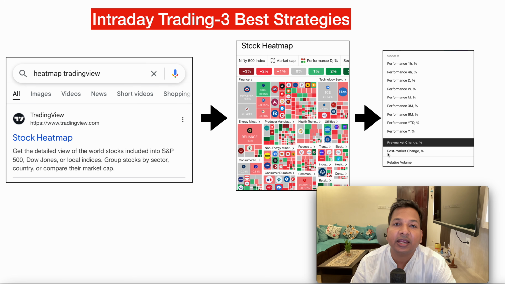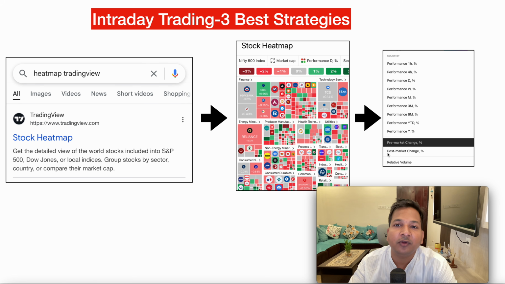In a sideways market, most of the intraday trading strategies don't work. So if you somehow know that today is going to be a sideways market, you should avoid intraday trading. And if you know that today is going to be a bullish day, you should trade the bullish strategies only. If you know that bearish sentiment is there, we will use the bearish strategies.